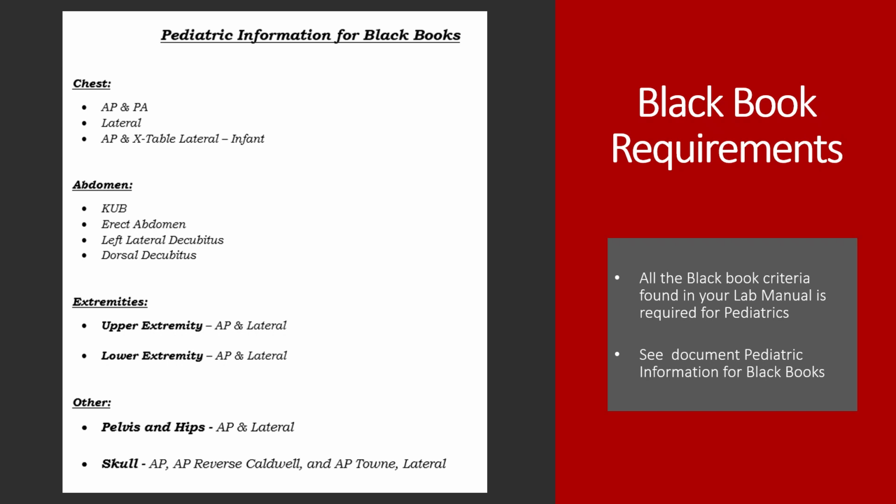You have chest, AP and PA, lateral, you have AP and PA, and cross table lateral for an infant, KUB, erect abdomen, left lateral decub, dorsal decub for your abdomens, upper extremity, lower extremity, pelvis and hips, and your skull.